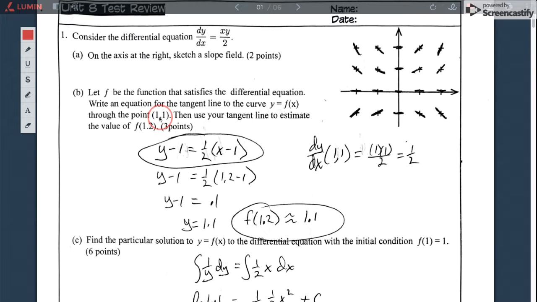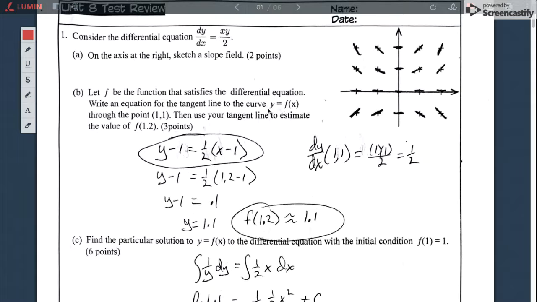a slope. So my point's right here, so y minus my y value, x minus my x value. To get the slope, we plug into the derivative, so I need to plug in 1 and 1. So I plugged in 1 and 1. That gives me a slope of 1/2. So I plug in 1/2. So there's the first part. I got the equation for the tangent line.